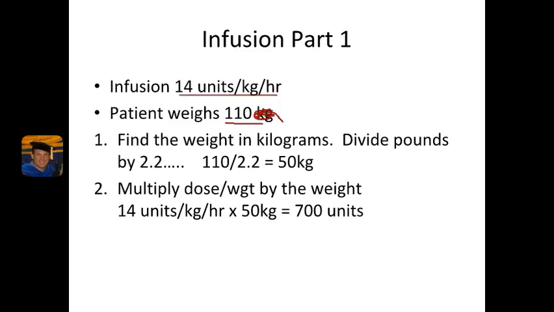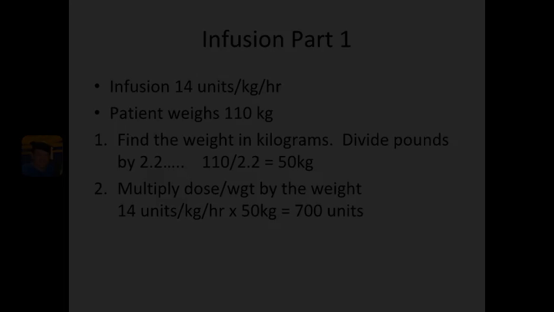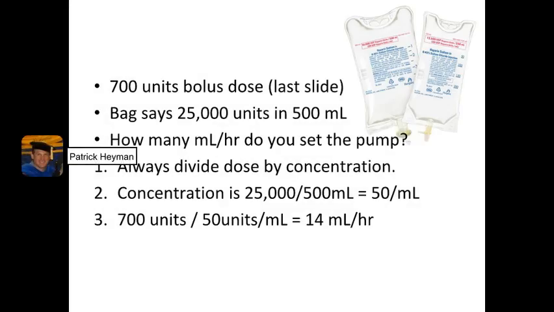So we're going to find our weight in kilograms. We're going to divide 110 by 2.2, and this is going to give us 50 kilograms again because it's the same patient. Then we're going to multiply the dose per weight by the weight, just like we did in the first step. So 14 units per kilogram per hour times 50 kilograms is going to equal 700 units per hour. There should be a per hour right there. There's typos all over the place. It's almost embarrassing. This should be infusion.